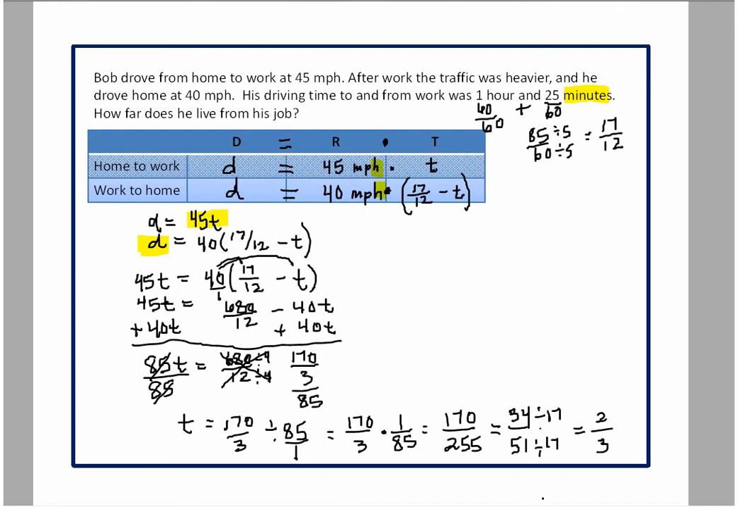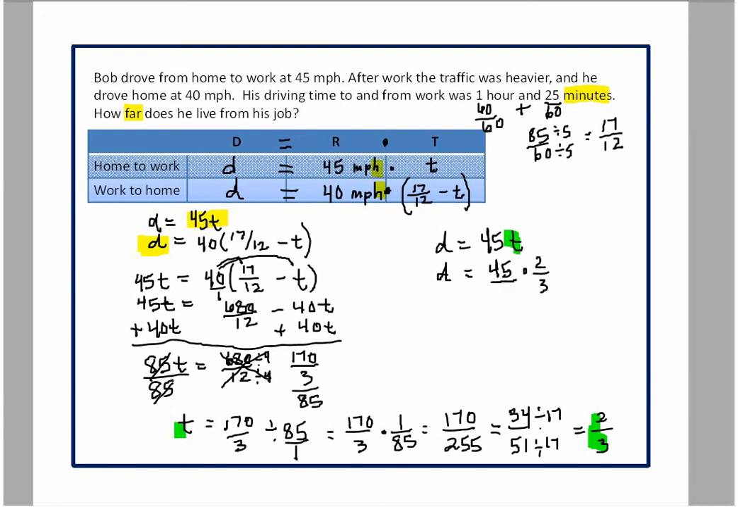But we wanted to find the distance. We wanted to find how far he lives from his job. So the way we do it is we take one of our original equations, and I would probably take the easier one. d equals 45t. And I'm going to take this 2/3 that I found, which is t, and replace it in the equation. So that gives me d equals 45 times 2/3.